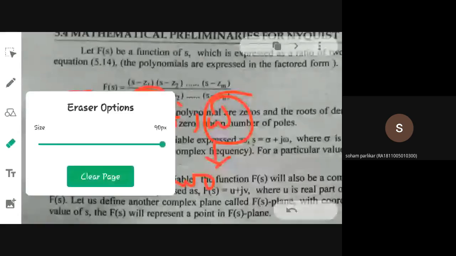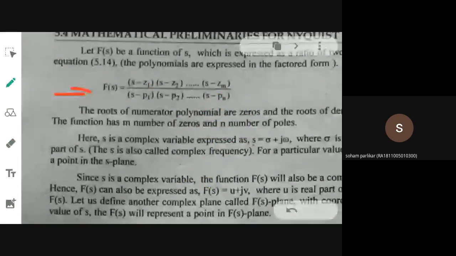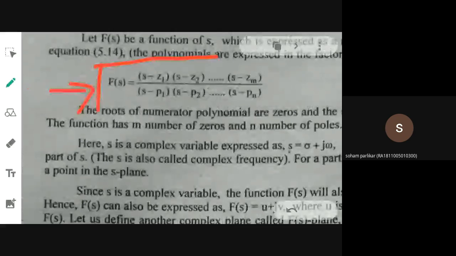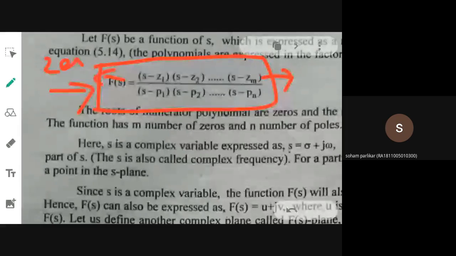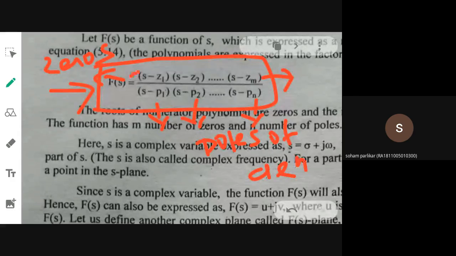Suppose you consider a term f of s. That is a function written as the ratio of two polynomials, and in the numerator you are having s minus z1, s minus z2 and s minus zm. These will be the zeros of the numerator polynomial, and p1, p2 up to pn will be the poles of the denominator polynomial, and all are written in terms of s factor. So this will be a complex polynomial.